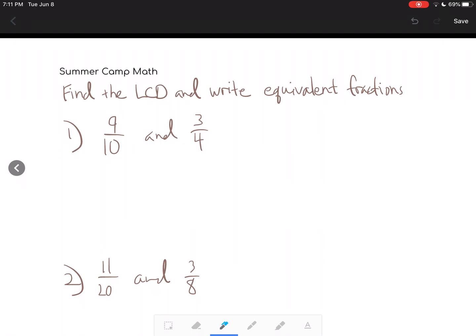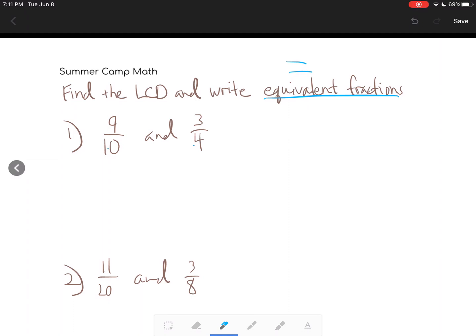We need to have them be on the same terms. Okay? So first thing we want to do is make sure they have the same denominator. Then we want to write equivalent fractions. That means fractions that are equal but look different. Fractions that are equal but look different.